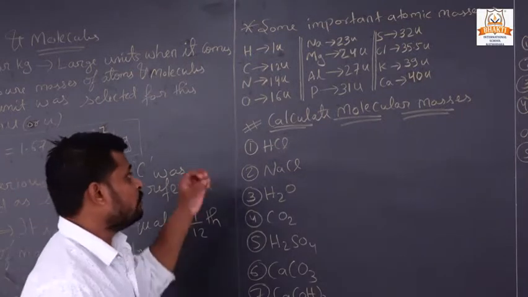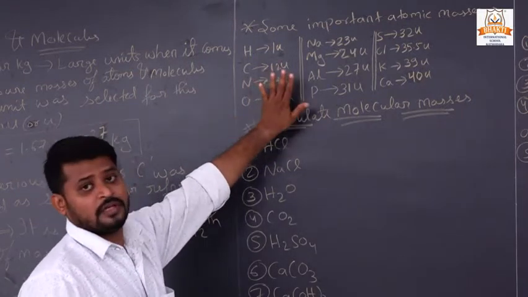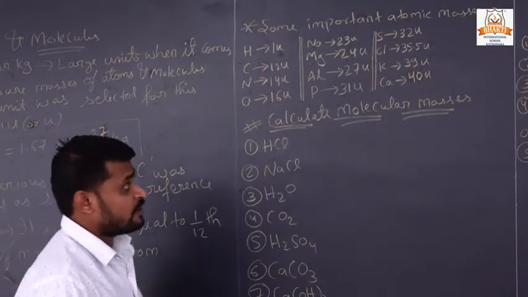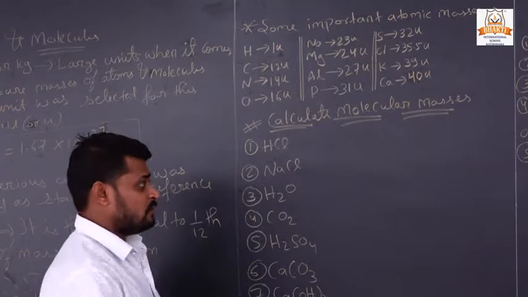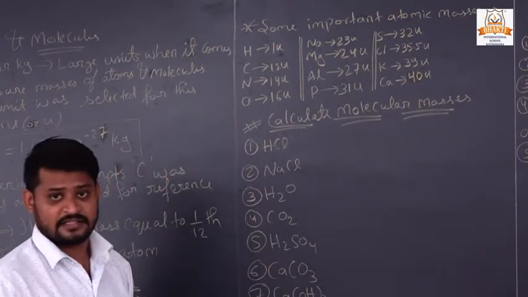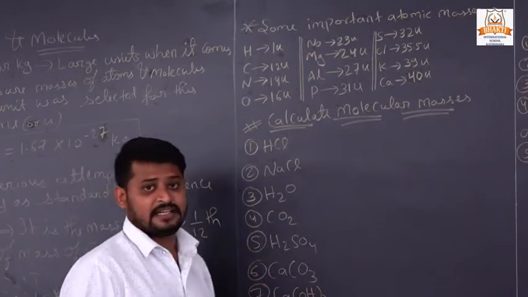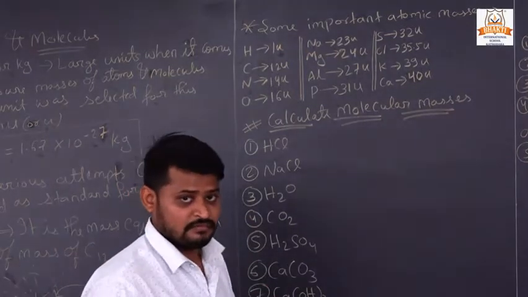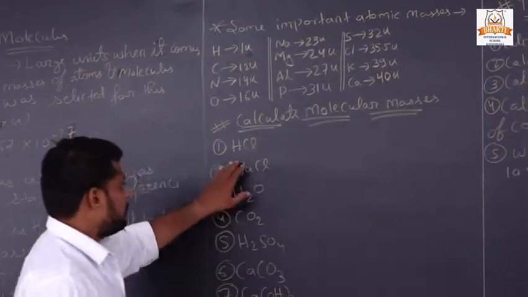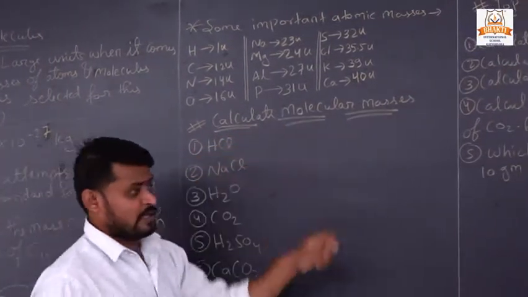So you have to learn these 12 elements' atomic masses. Then you can easily solve the numericals if you learn all these atomic masses, because these atomic masses are mostly used in numericals. Others are also used, but mostly these elements are used. Like here we have to calculate molar mass.